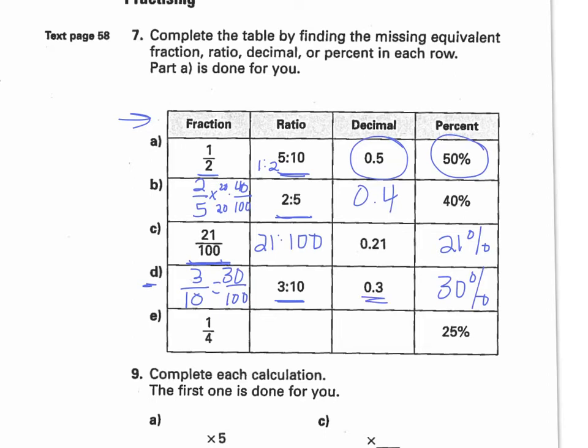I have a fraction of 1/4. To make that equivalent over 100, I would multiply it by 25 and do the same. I'll get 25 over 100. As a ratio, that's 1 to 4 or 25 to 100. 25%, 0.25. Remember, when you have a fraction that is not already out of 100, make an equivalent fraction so it is out of 100. That will help you get your percent and your decimal right away.